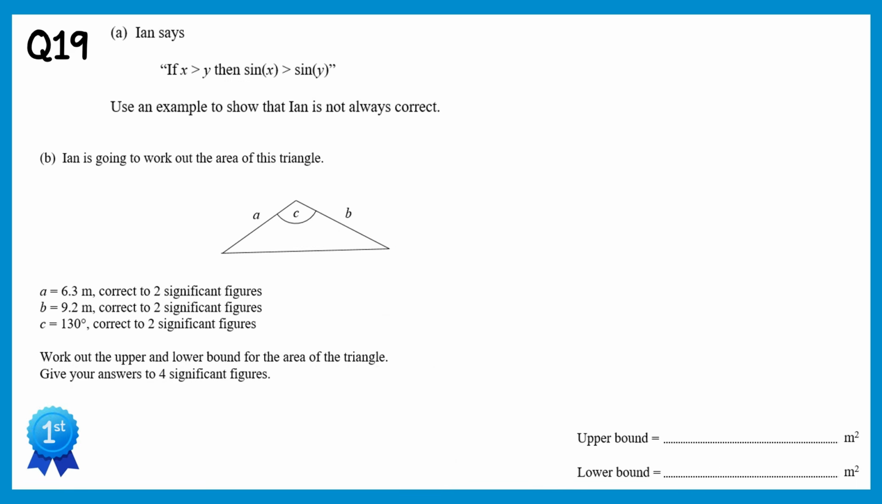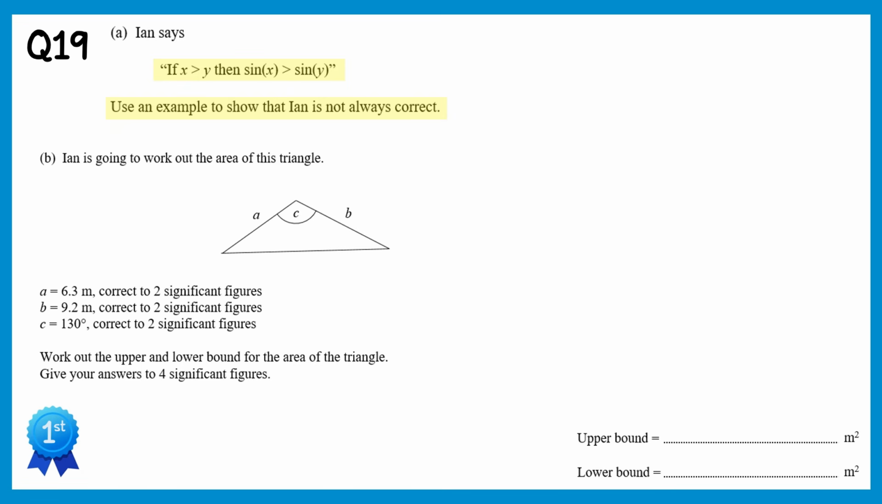For the first part of this question, we're told that Ian says, if x is greater than y, then sine of x must be greater than sine of y. And we need to use an example to show that Ian is not always correct. Now there's loads and loads of possible examples for this. In fact, infinitely many possible examples. So you'll just need to check that your one works in the same way that mine does here.